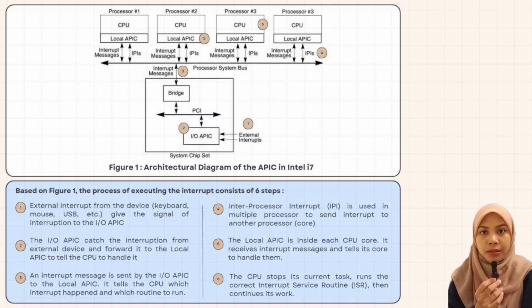You can think of this whole flow like a manager assigning tasks to the right workers in an office. The I/O APIC is like the receptionist and the local APIC is like a personal assistant, and each core is a worker. Once the job is done, everyone goes back to what they were doing. This is to keep everything organized and efficient.